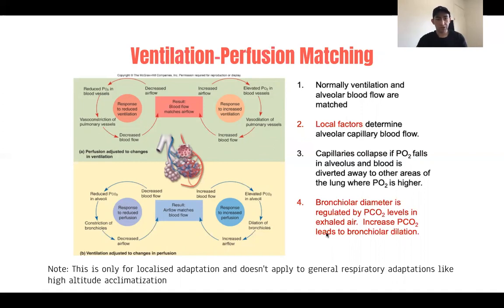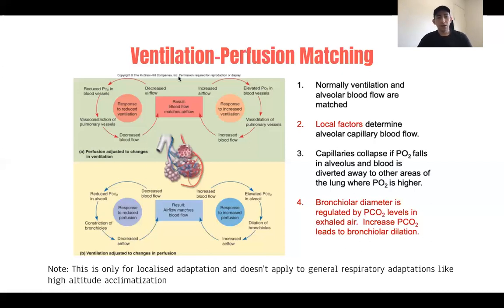for local issues. If a person goes up to climb a really high mountain and as a result doesn't have adequate ventilation, this does not apply, because this is only for localized segments of the lung. This would apply for stuff like acute airway obstruction, where a particular bronchus might be obstructed, or stuff like a pulmonary embolism, where your perfusion is impacted.